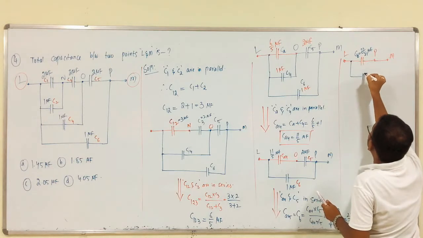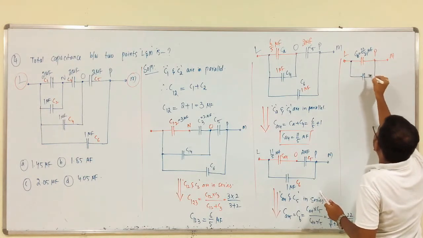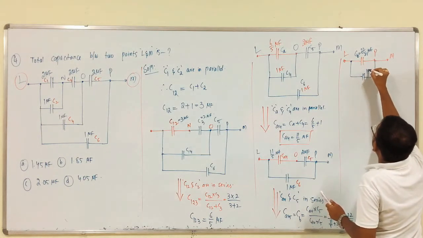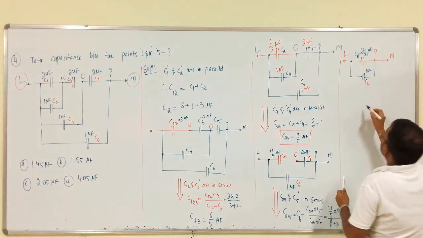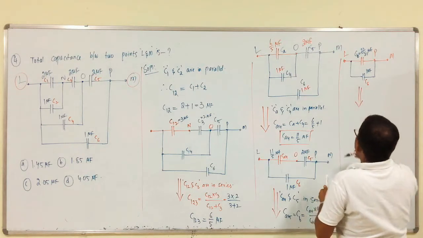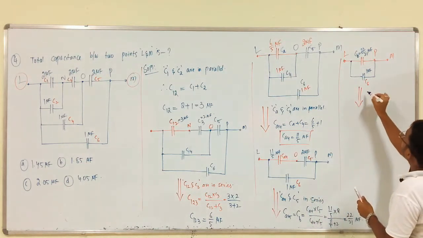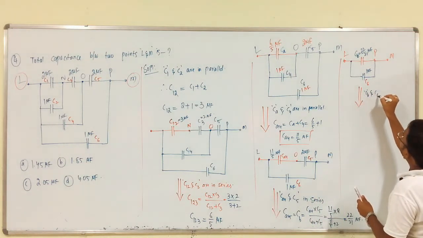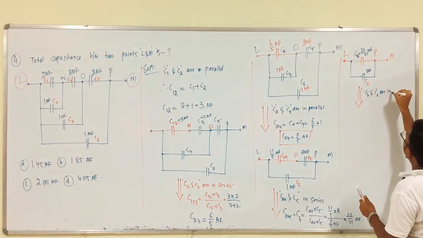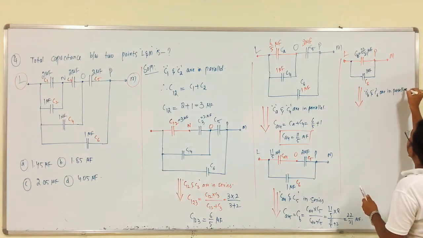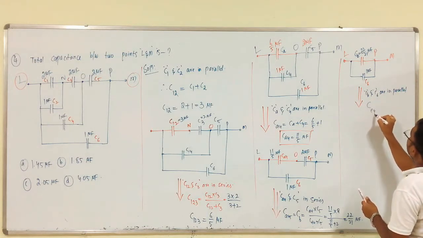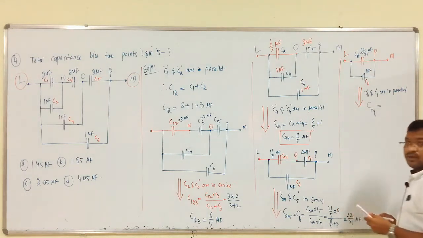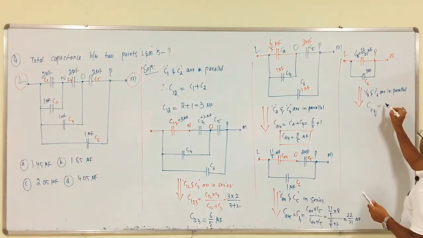This is connected. This is 1 microfarad. That is nothing but what? C6, right? Therefore, from this, Cb and C6 are in parallel, right? Therefore, we can consider it as what? C equivalent. Only we have two elements, no? That is why C equivalent is nothing but Cb plus C6.